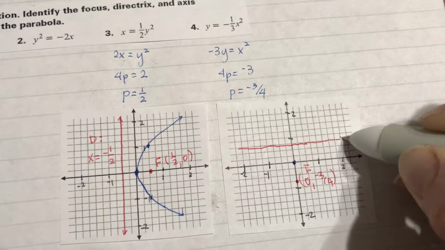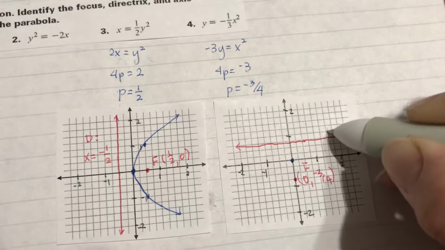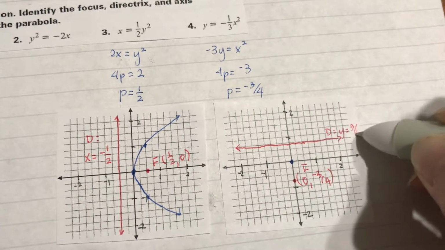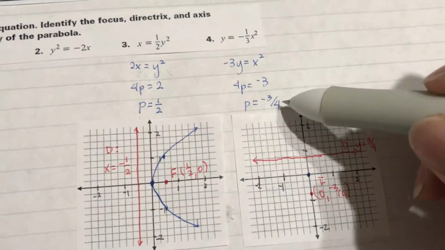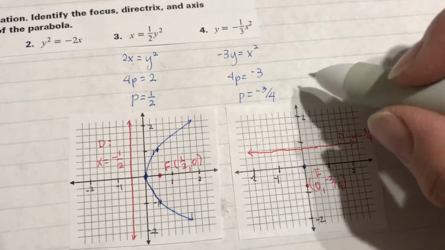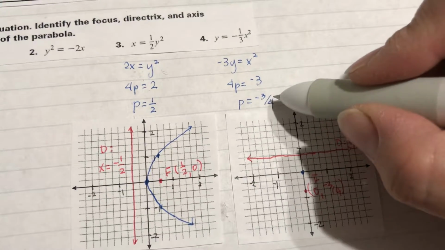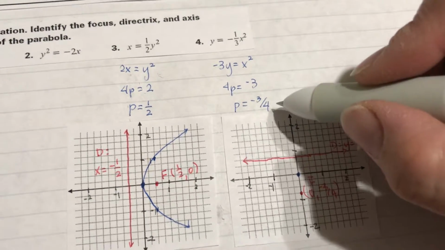Sorry, it's a little crooked. I have to do this with one hand. So my directrix is y equals 3/4. And then same idea, you want to double the amount. So look at it numerically, doubling the 3/4, you get 3/2, so that's 1.5.